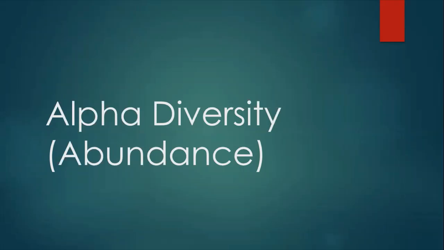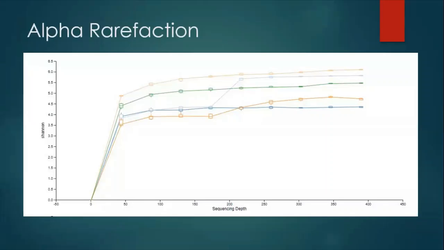So let's take a look. First off, we have our alpha rarefaction. It tells us if we have enough samples. Now what we're looking at here with this graph is we want to find the bit where it levels off. Leveling off indicates that we have a good amount of samples, and that we do have enough samples for us to perform any analysis.